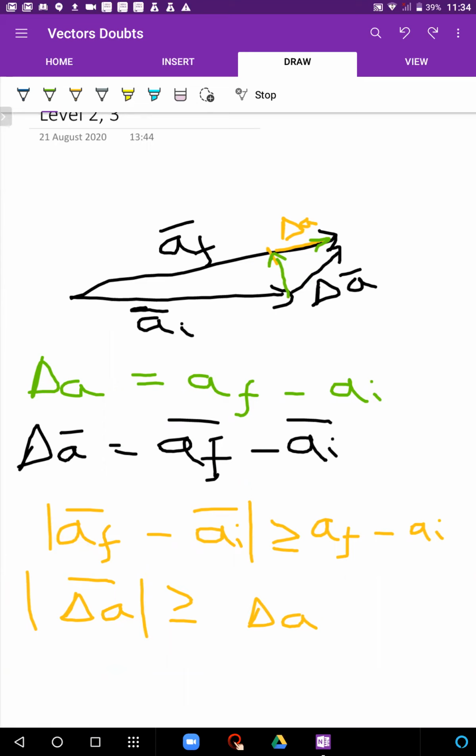Just by rotating this vector, I bring about this much change. वेक्टर को घुमाने के कारण कुछ चेंज आ रहा है और वेक्टर का साइज बढ़ाने के कारण एक और चेंज आ रहा है. Hence, total change in a vector is greater than सिर्फ साइज बढ़ाने के कारण जो मिलेगा. Make sense?